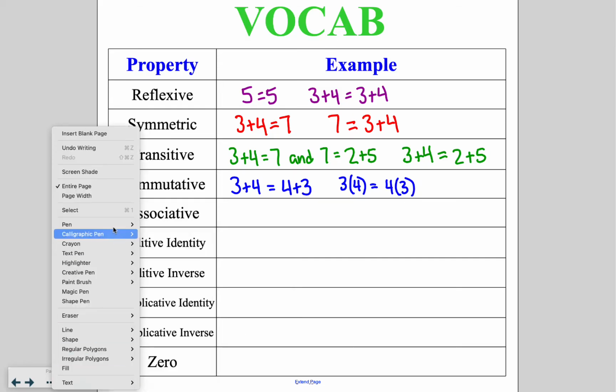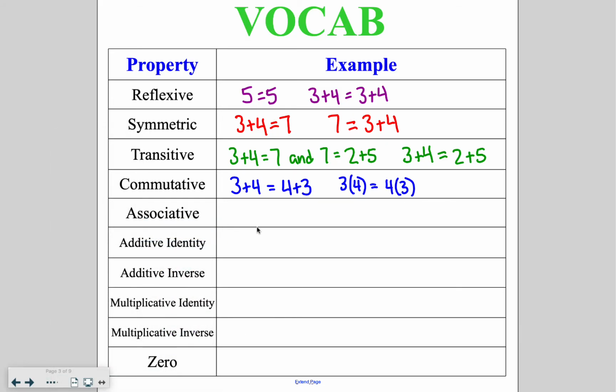The next property, the associative property, allows me to change the groups when we're adding or multiplying. So for example, if I have 2 plus parentheses 3 plus 4, that is the same thing as putting the parentheses around the 2 and the 3, and then adding 4. We can double check this using PEMDAS. 3 plus 4 is 7, plus 2 is 9. If I solve the other one, I have 2 plus 3 is 5, plus 4 is 9.